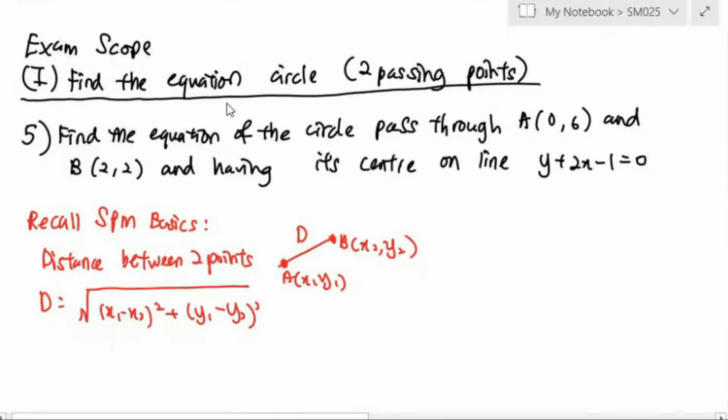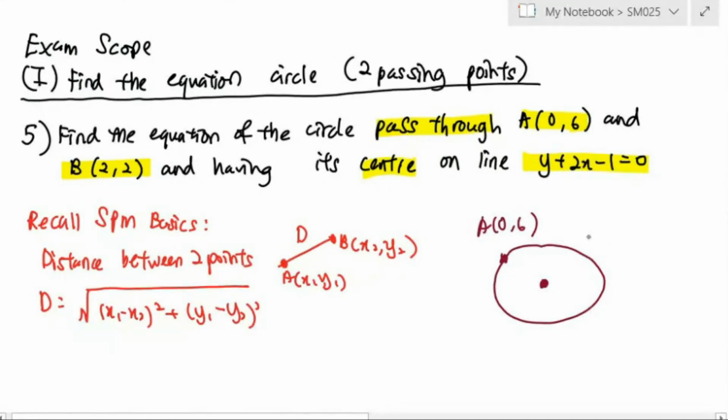Okay, so the question will sound like passing 2 points and having a center on a line. All right, so let me draw it to illustrate and understand this question clearly. This is my circle, I have a center, then it passes 2 points randomly, A (0, 6), and then maybe here, B (2, 2). It will not form my diameter unless the question says these 2 points are our diameter.